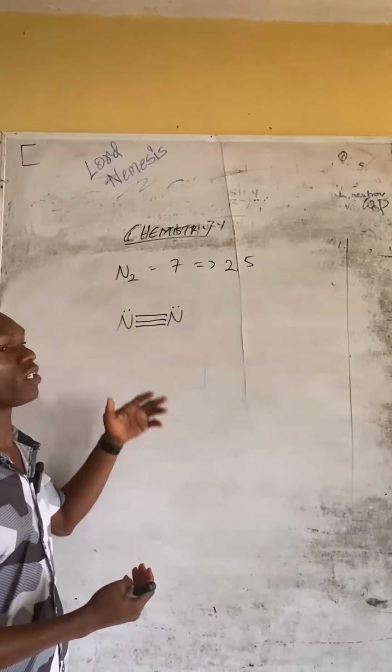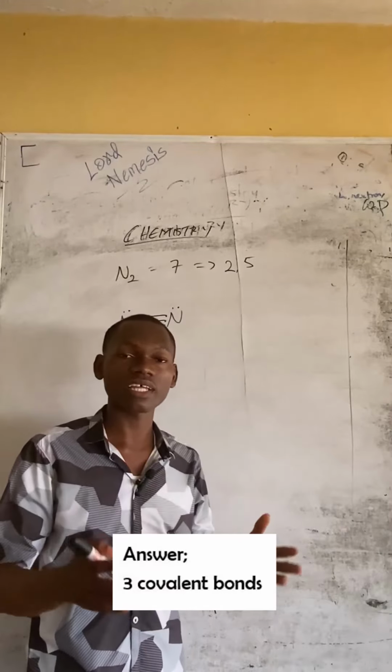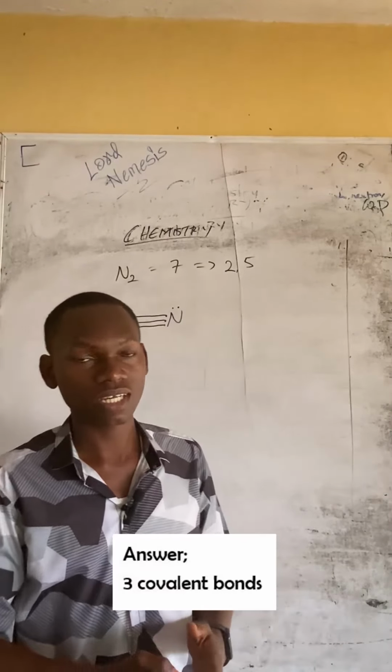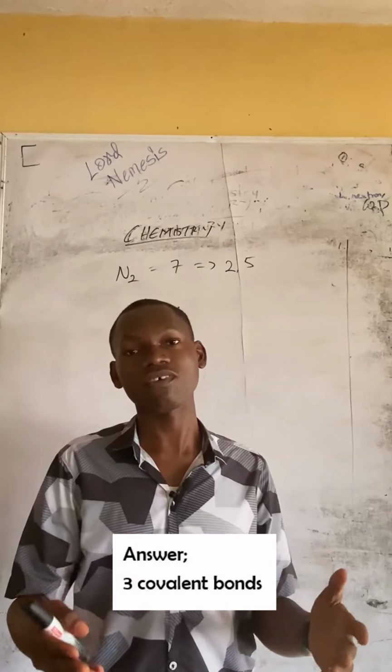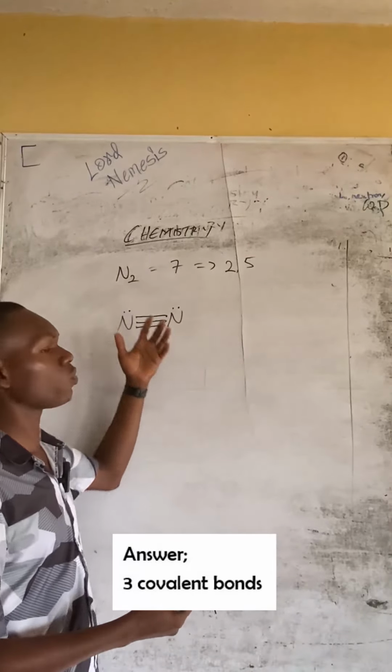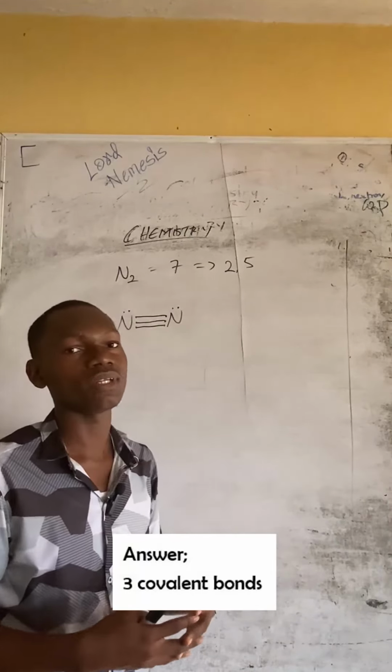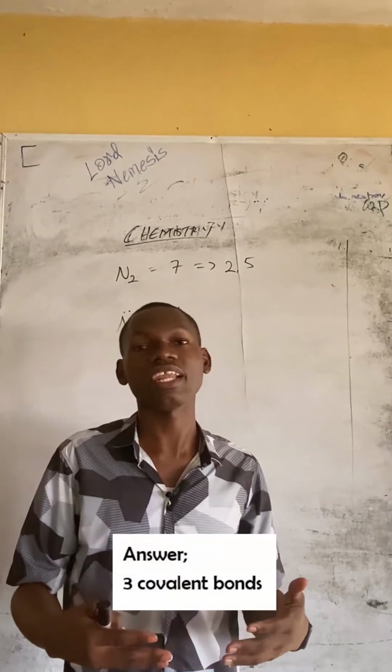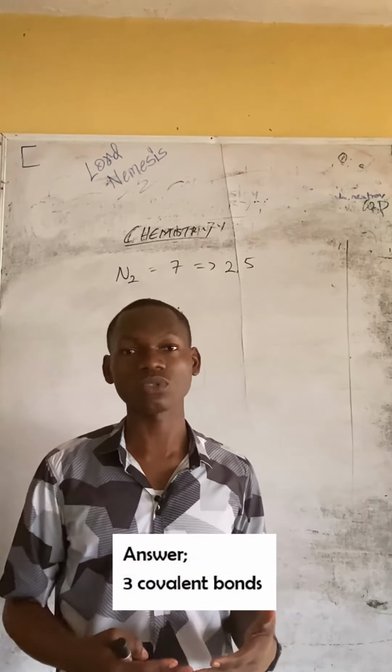1, 2, 3. So in summary, the covalent bonds in nitrogen gas is 3 covalent bonds, because when nitrogen gas N2 wants to form a bond, it does that by sharing 3 electrons with the other nitrogen atom.